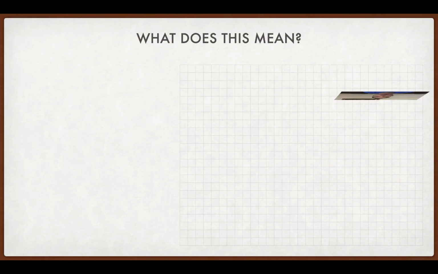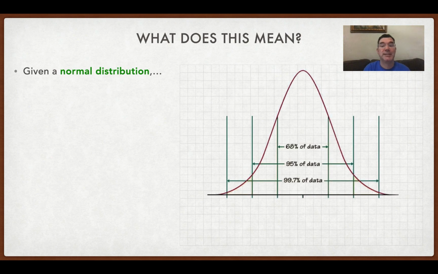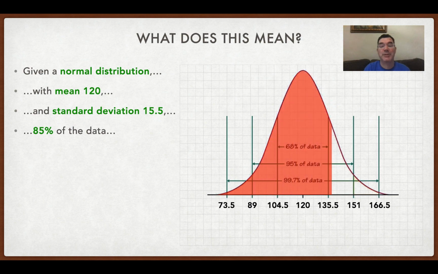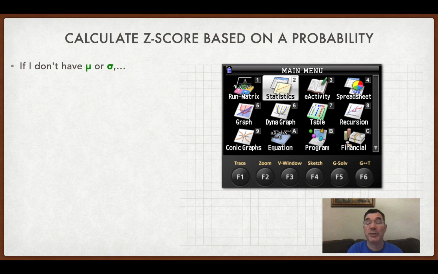So what does that output mean to me? That means that if I have a normal distribution where the mean is 120, which is what I put into the calculator, and the standard deviation is 15.5, then 85% of the data is going to be below 136.06. Right, so that's what that number 136.06 means.